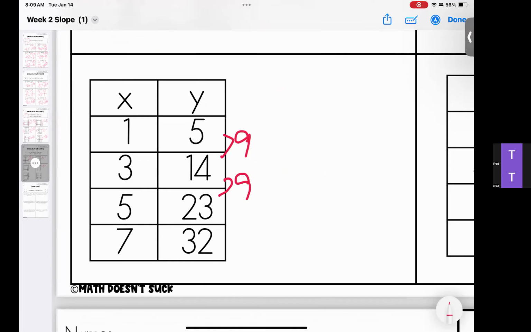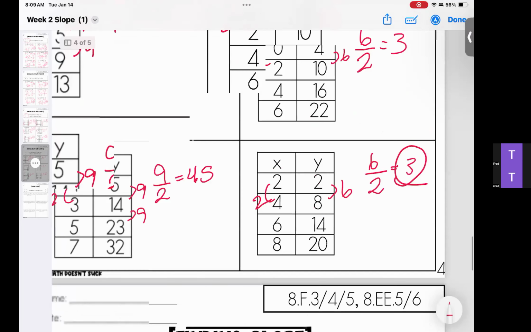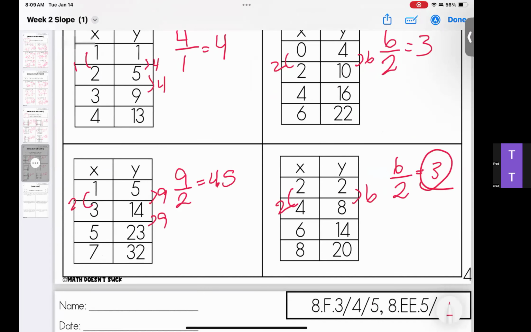9 consistently. And 2. 9 over 2 or a slope of 4.5. 6 on this side, all the way down, 2 on this side. 6 over 2 is a slope of 3. Questions on this? Bring it with you to class.